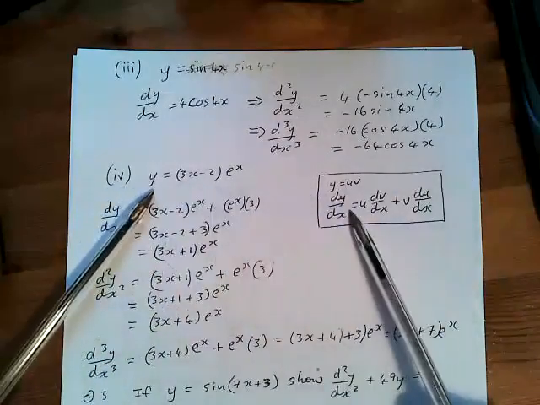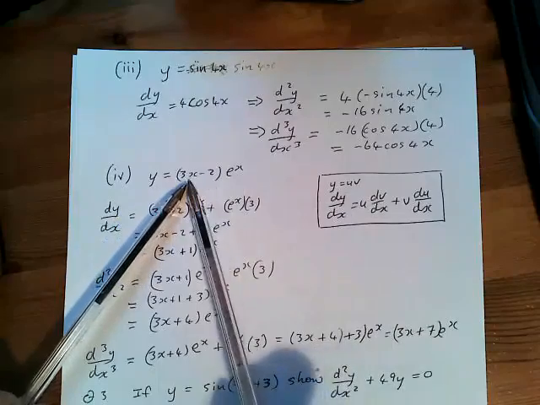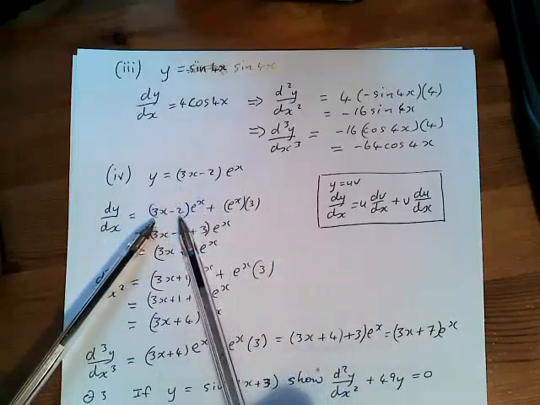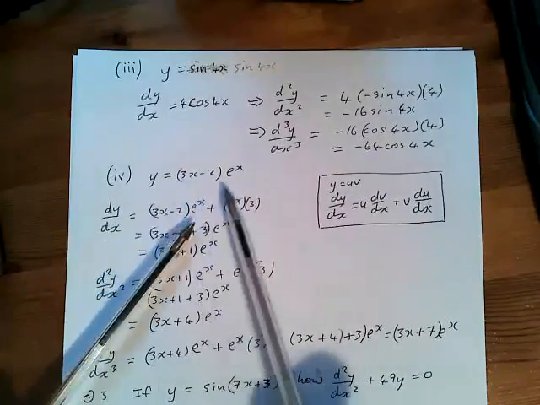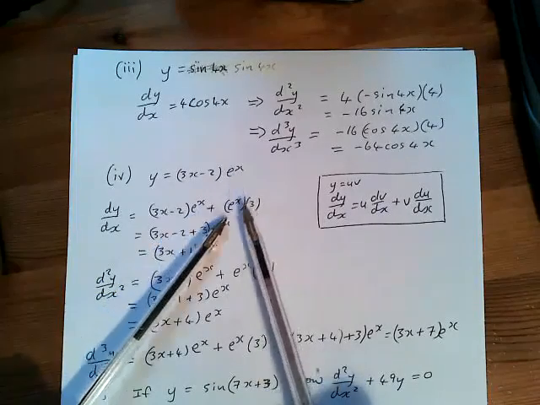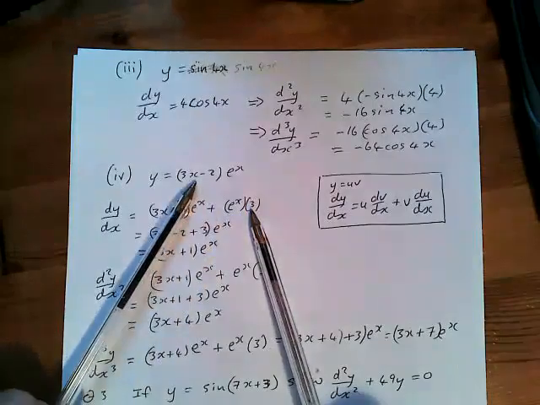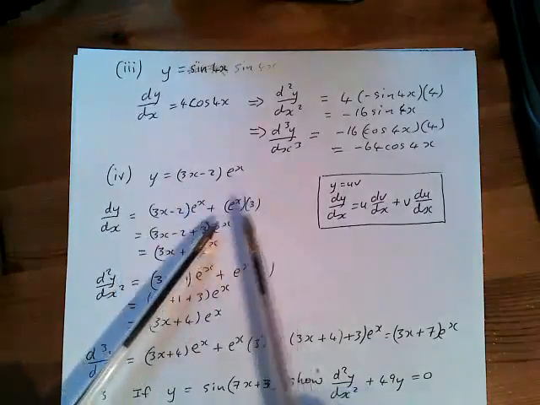Part 4, we're using the product rule. Again, we have this function u by v, 3x minus 2 by e to the x. Remember, it's the first function by the derivative of the second. Differentiate e to the x, we get e to the x itself, plus the second function, which is e to the x, by the derivative of the first. Differentiate 3x minus 2, we get 3.